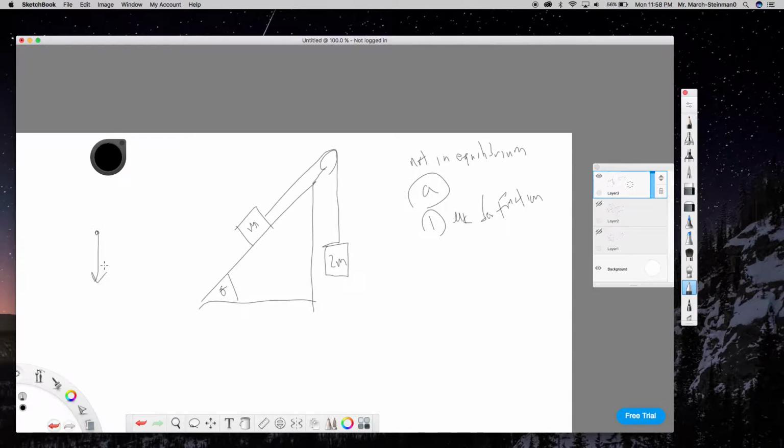So for m, I have mg down, I have Fn this way, I have tension this way, and I have friction going down the ramp. And likewise, for this one, 2mg down, and tension up. So for this situation, I have the sum of my forces equals ma, 2ma really, which equals 2mg minus whatever my tension value is.